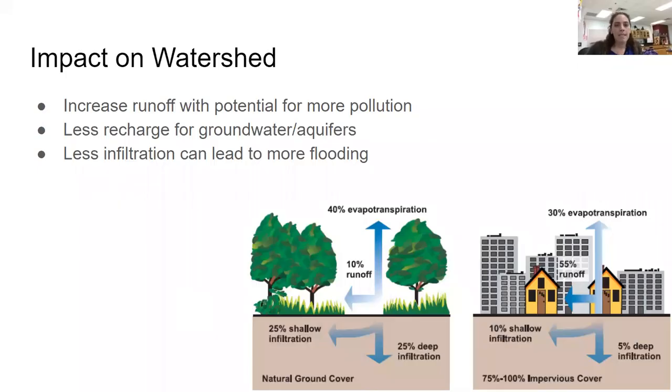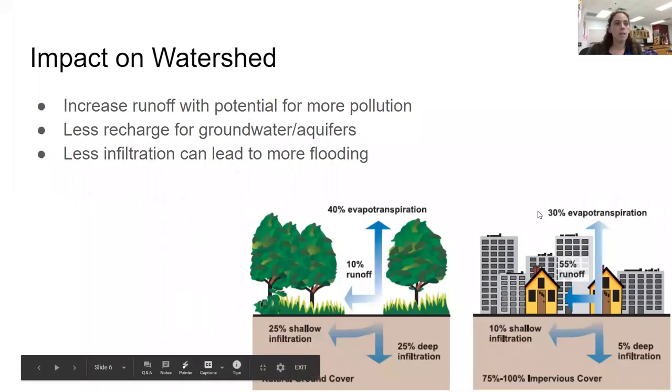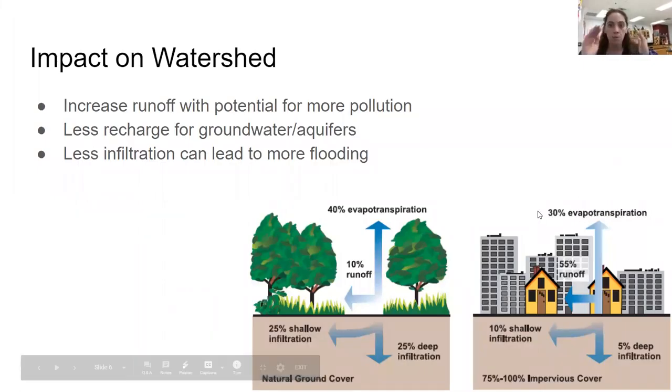So, the impact this has on our watershed. As the amount of impervious cover increases, we're going to find that there's more runoff, because the water can't soak in. It's going to run off across the surface. There's potentially more pollution, because usually where there's more impervious cover, there's also more pollution because there's more people around. Pollution can be as simple as litter. It can be chemicals, oil that's leaking from the cars. It could be even some of the pesticides or herbicides that are sprayed.